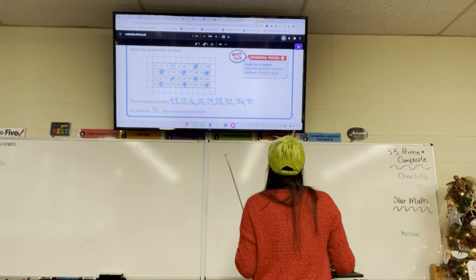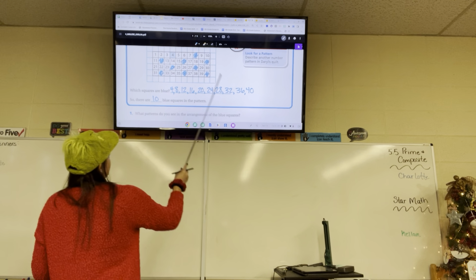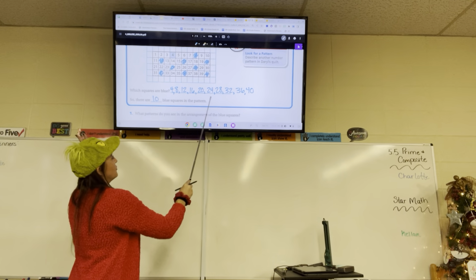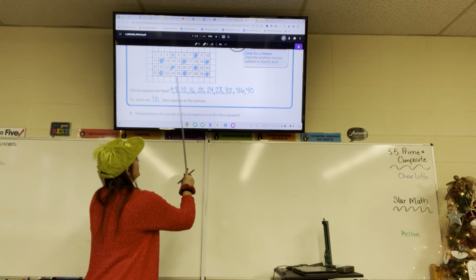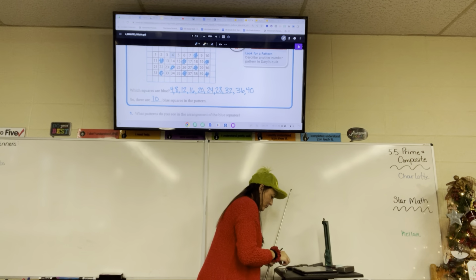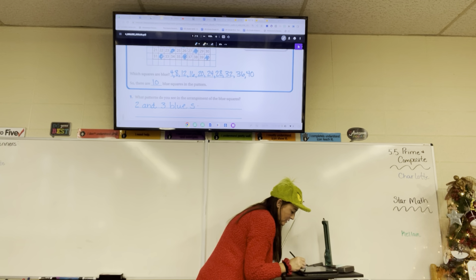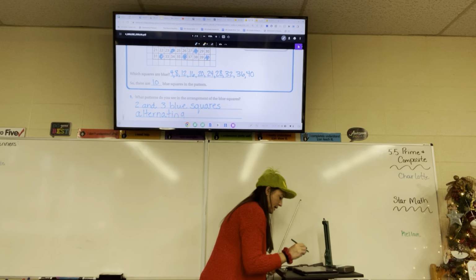Okay? In the arrangement of blue squares, how many blue squares are there in the top row? Two. How many in the second row? Three. Third row? Two. Fourth row? Three. So it goes two in the top row, then three, then two, then three. So two and three blue squares alternating. That's another pattern that we see in the arrangement of the blue squares.